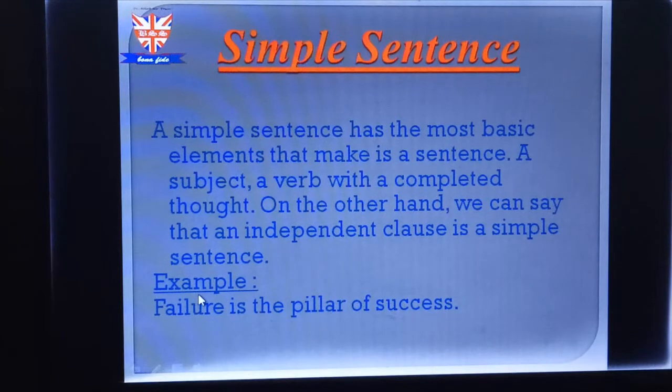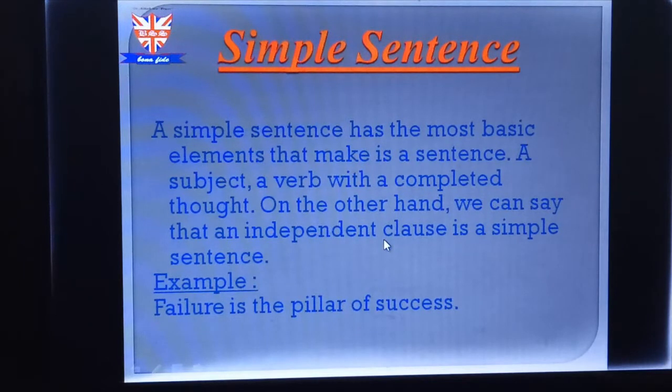You can see the example: failure is the pillar of success. This sentence is very simple. It has its own meaning. It has a subject, it has a verb, and it has a finishing. So we can say it's a simple sentence.